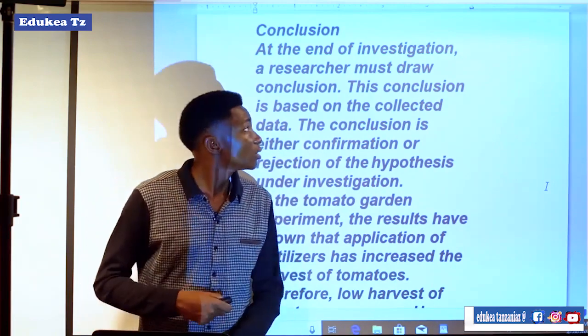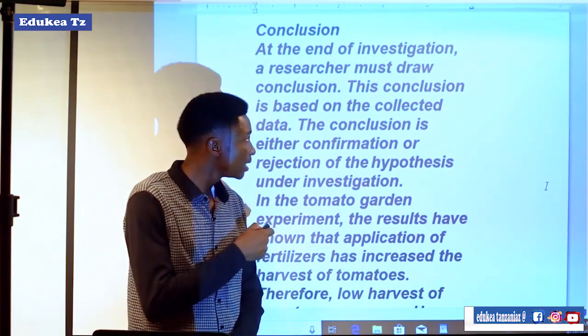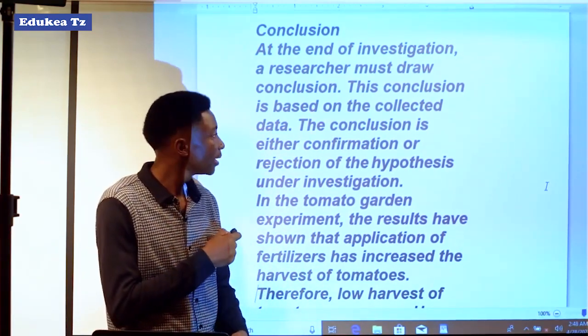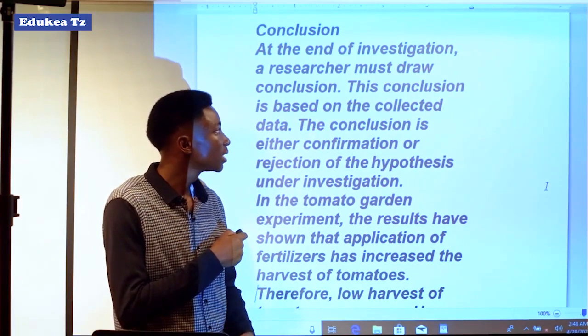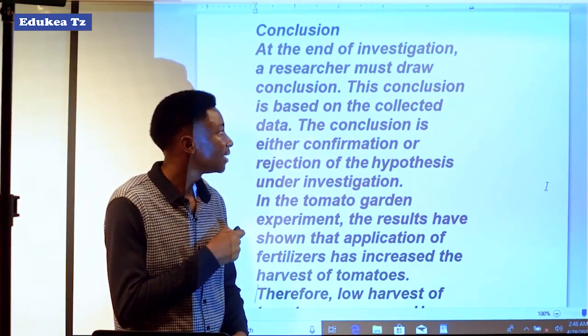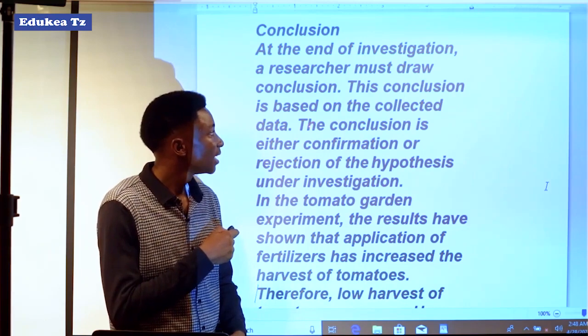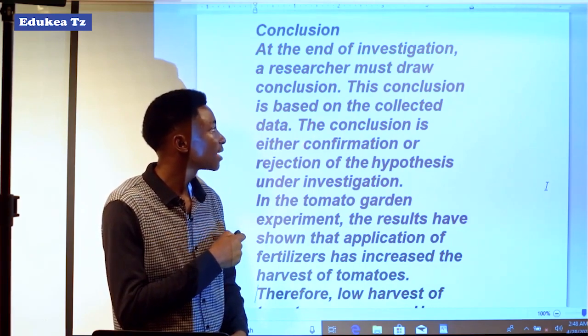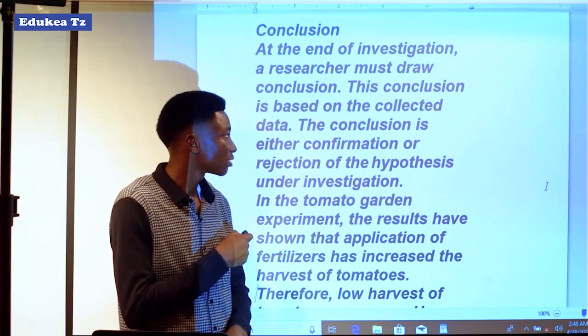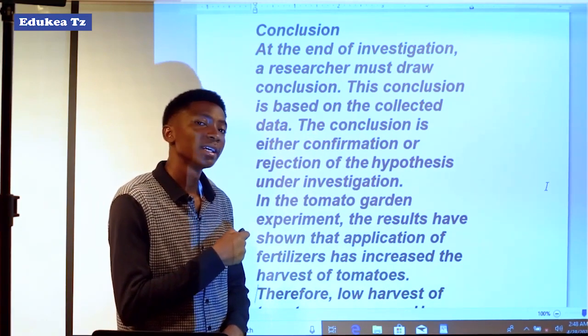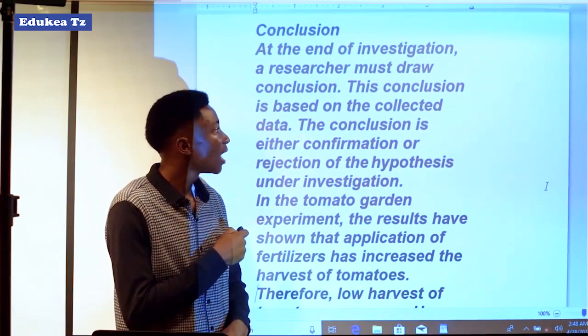So the conclusion gives the solution, gives the result of that information from the collected data, so as to give strong information about the problem that happened.